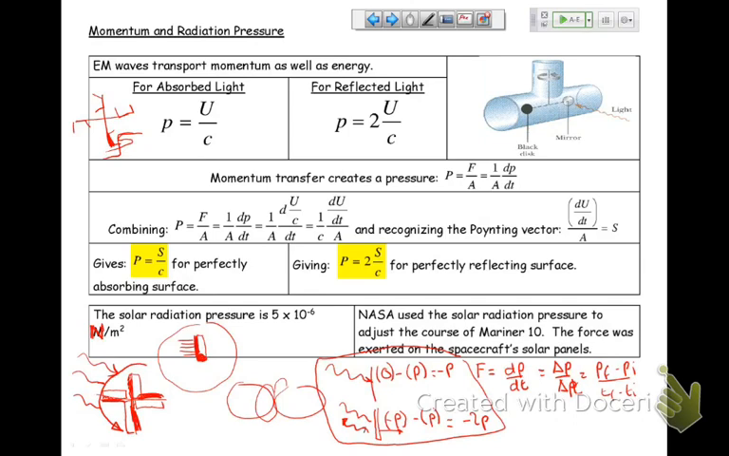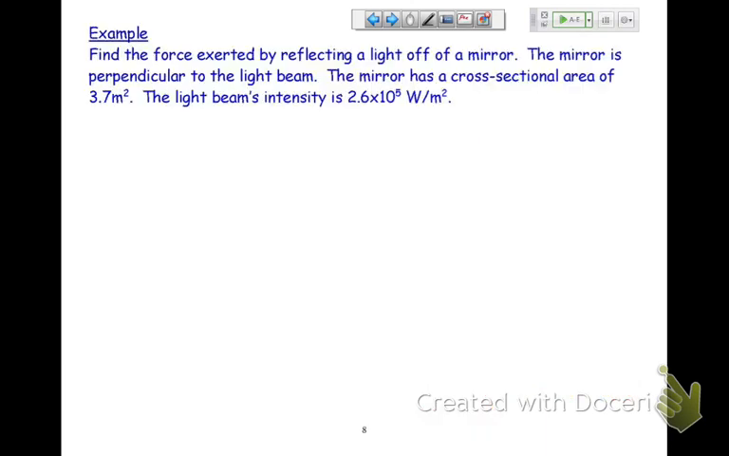So for absorption, P equals S over c. For reflection, P equals 2S over c. So find the force exerted by reflection of light off a mirror. So I have reflection of light off a mirror. So P is equal to, what was it, 2S over c? That's my basic message. The mirror has a cross-sectional area A equal to 3 times 10 to the 7 square meters.